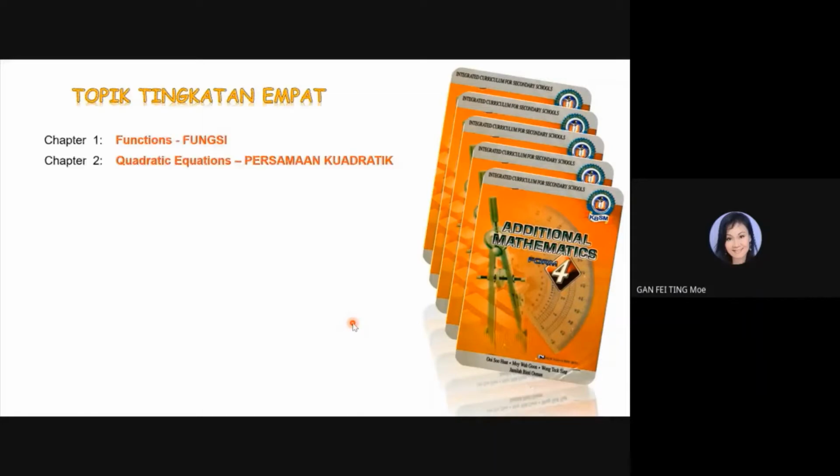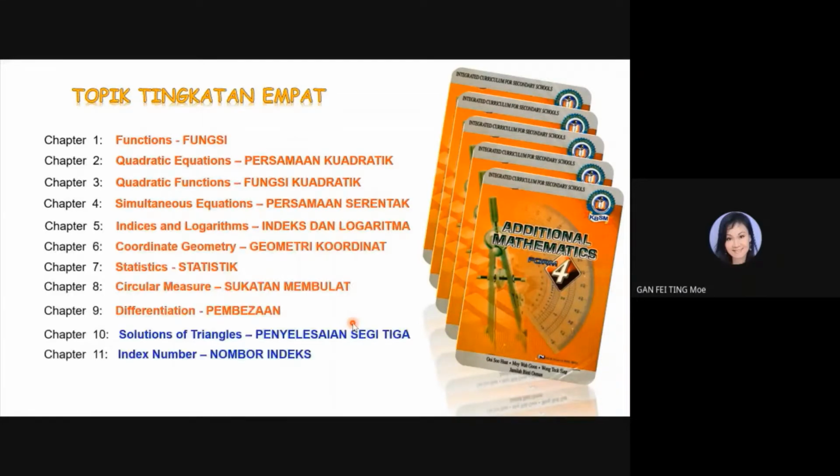Okay, these are the chapters for your Form 4 syllabus, 11 chapters. In your mind, you say, teacher, I want to score A, can or not? Yes, can, no problem. Now, how much have you mastered all these topics? Chapters 10 and 11 will be in part C only. The rest, the red color, is in paper 1 and paper 2, part A and part B. So make sure you master them.